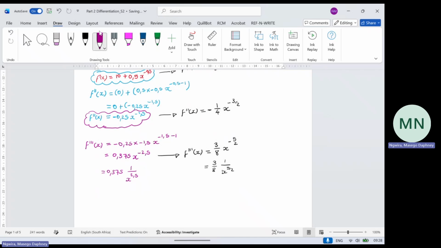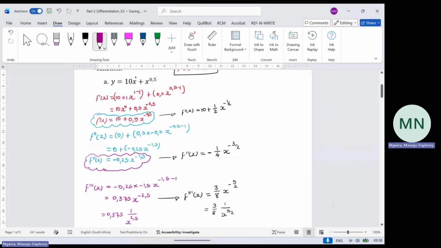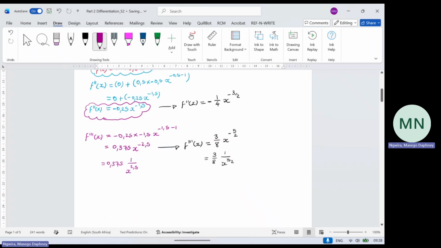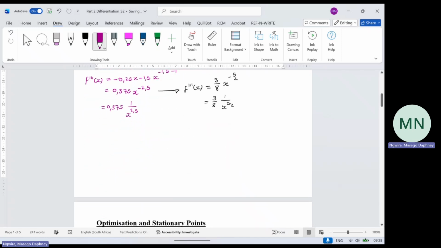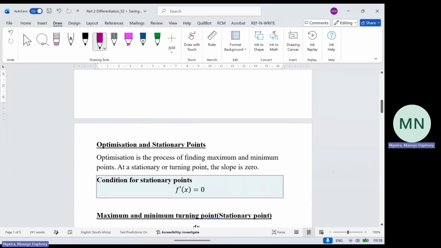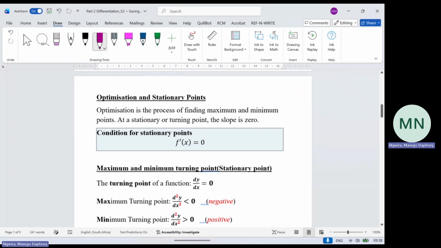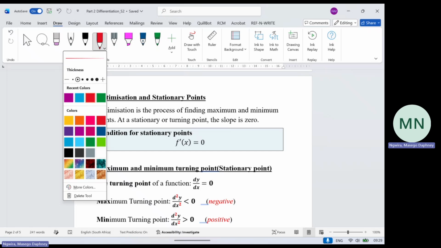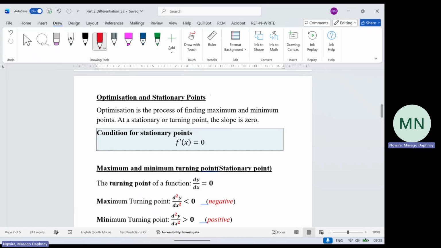Okay. All right. And now, this is what we call the higher derivatives. If they want the fourth derivative, you derive your answer. Okay. And now let's look at optimization and stationary points. Stationary points are your turning points. So a stationary point is your turning point. This is the same as a turning point.